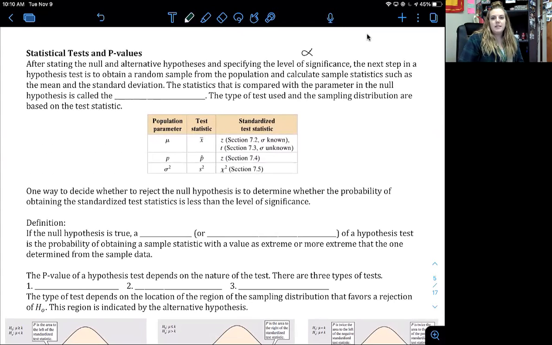The statistics that is compared with the parameter in the null hypothesis is called, sorry, I skipped a spot. Well, hold on a second.